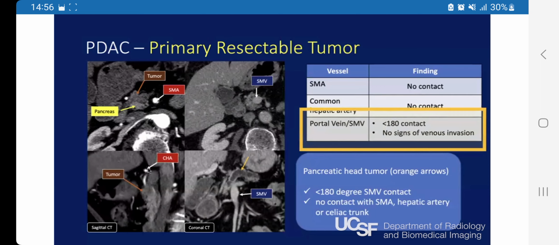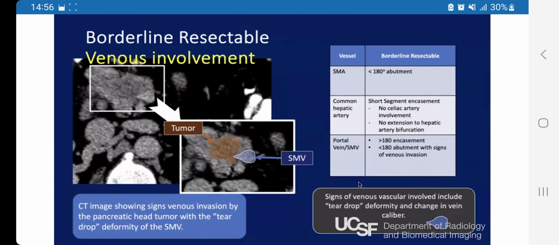The SMA was also pretty much intact, and the common hepatic artery is intact here. In the next example, which is a borderline resectable tumor, we have involvement of the superior mesenteric vein. Here we have teardrop deformity, which is a sign of venous involvement. Here, the tumor is basically pulling the wall of the vein into itself, and this is considered a venous invasion of the vein, and therefore borderline resectable.